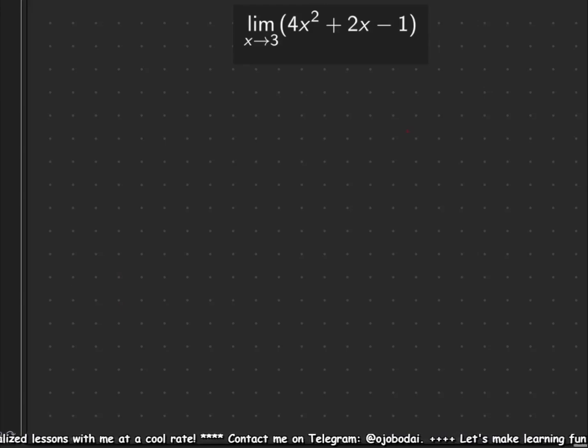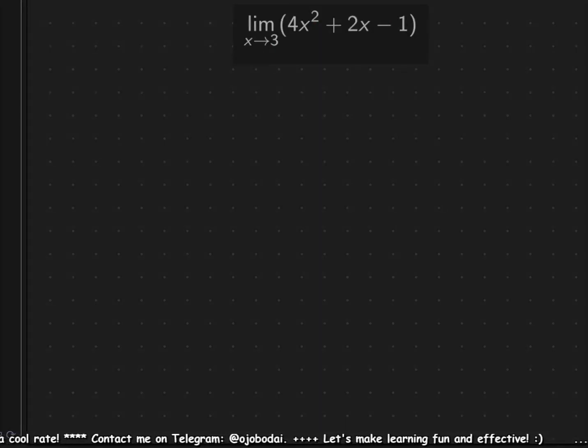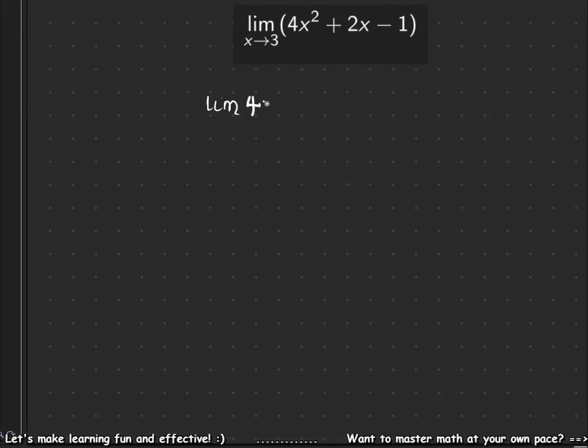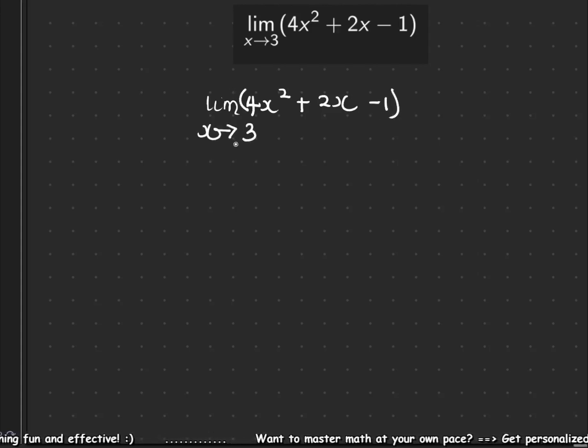So looking at our first example here, we want the limit of 4x squared plus 2x minus 1 as x approaches 3. There are so many of the laws we can apply just in this question. So let's see how we do that. Now we want the limit of 4x squared plus 2x then minus 1 as our x approaches 3.